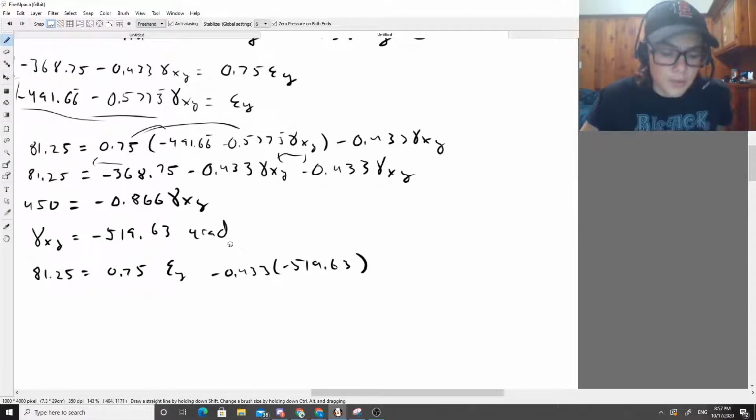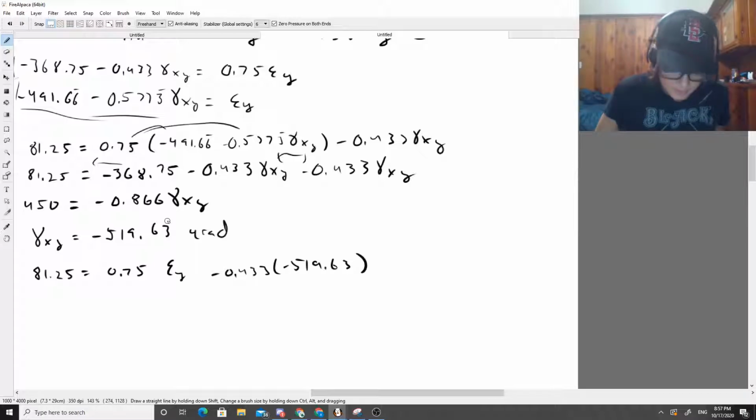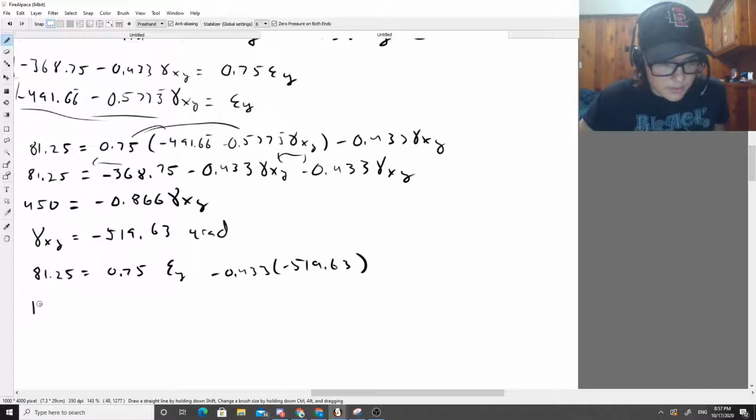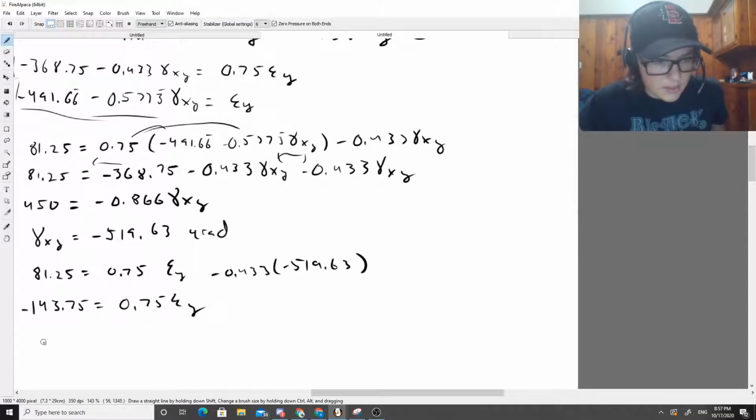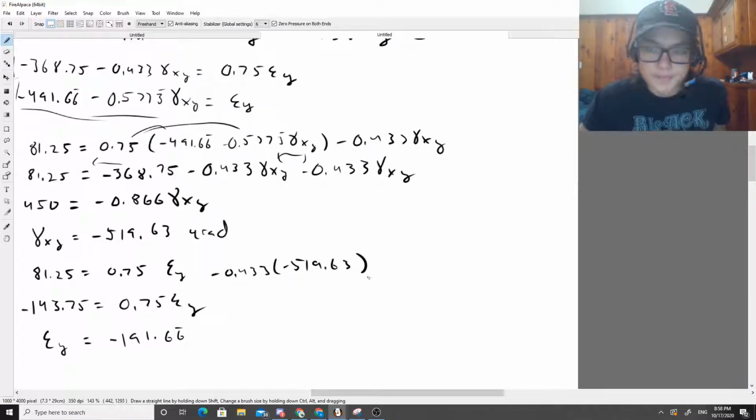This is a positive term overall, so that's going to be overall minus to the other side, which is going to give us negative 143.75 is equal to 0.75 strain y divided by 0.75, and that's going to go ahead and give us a strain at y of equal to negative 191.66, etc.